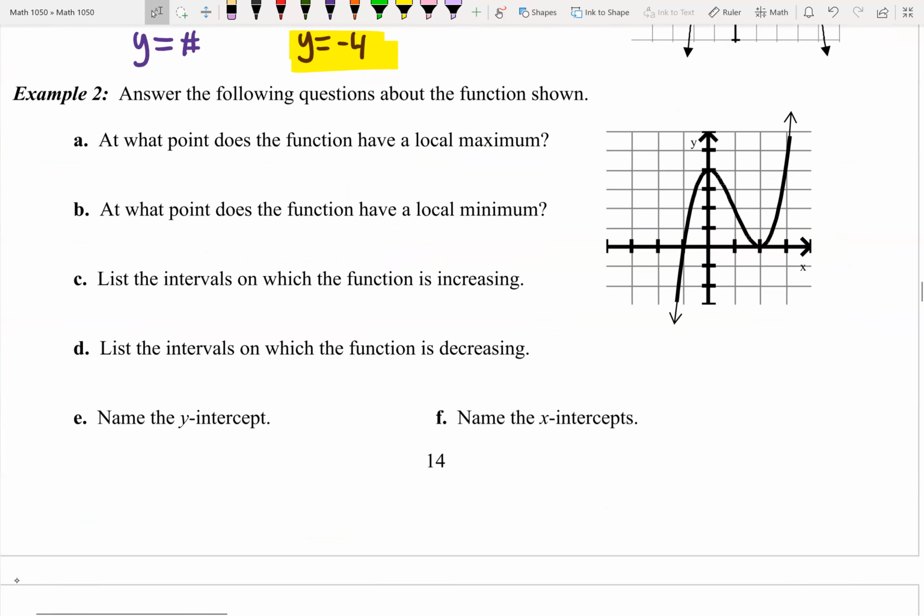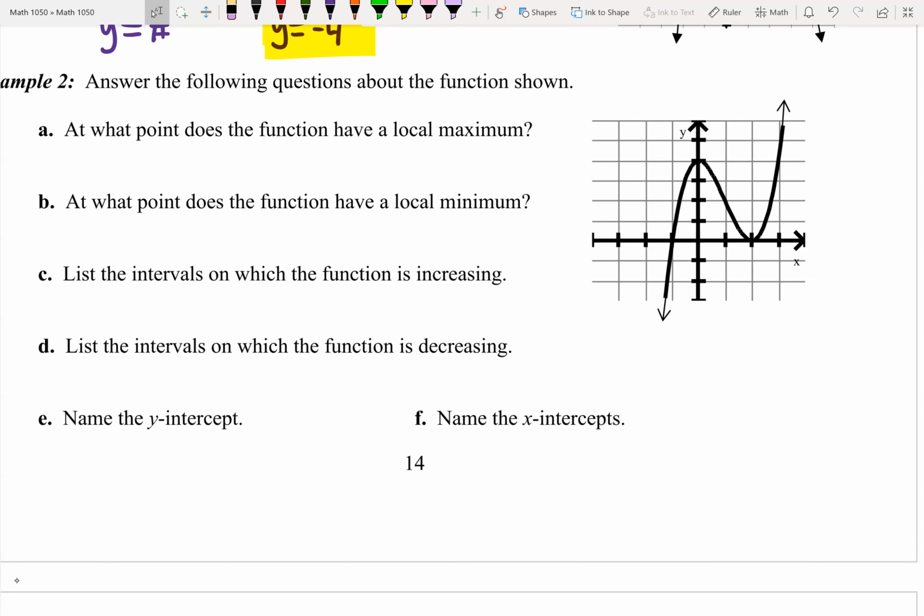Okay, example 2. Here's a graph. Let's answer these questions. Where is there a local maximum? At what point? Okay, so it's this guy right here, which is 0, 4, and we're done. And I wrote it as a point because it said the word point. At what point does it have a local minimum? That would be 2, 0. That's it.